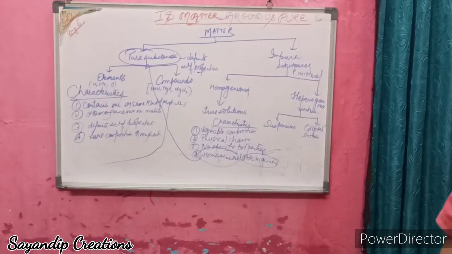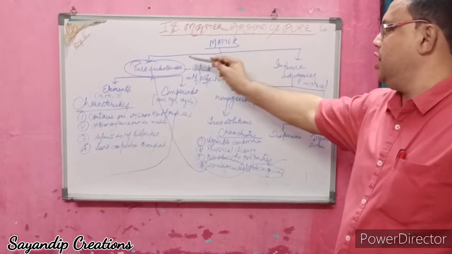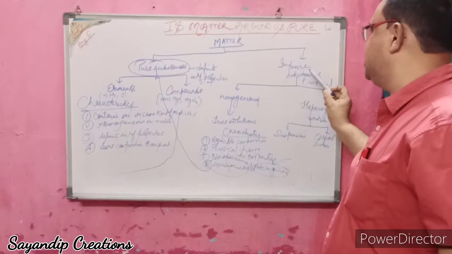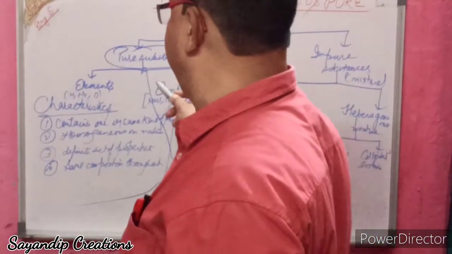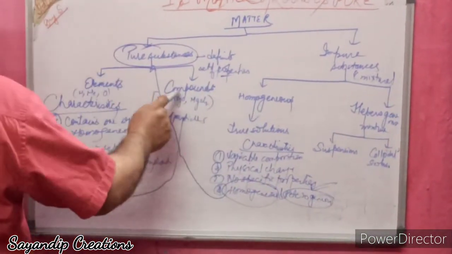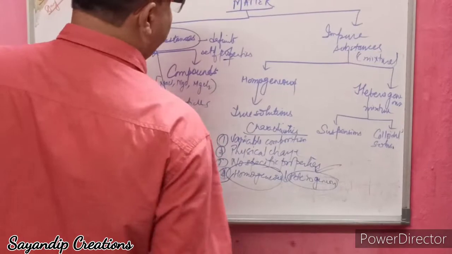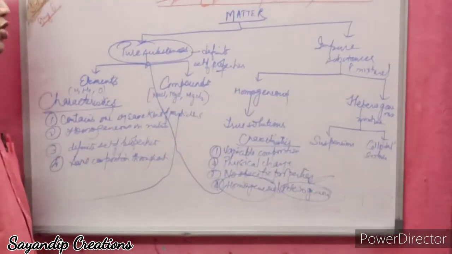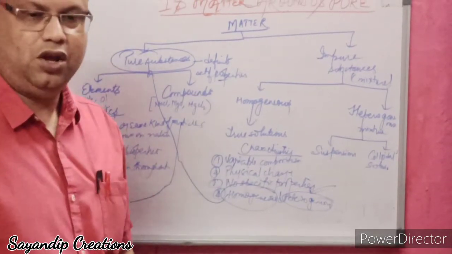My dear students, I hope this much is clear to you. Matter is classified into pure substances and impure substances. For pure substances, I gave you the definition, properties, elements and compounds, then the characteristics. Then I came to the impure substances, distinguishing into homogeneous and heterogeneous, and then the characteristics of the homogeneous.